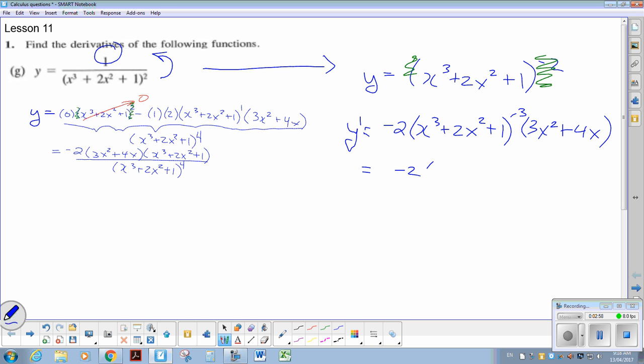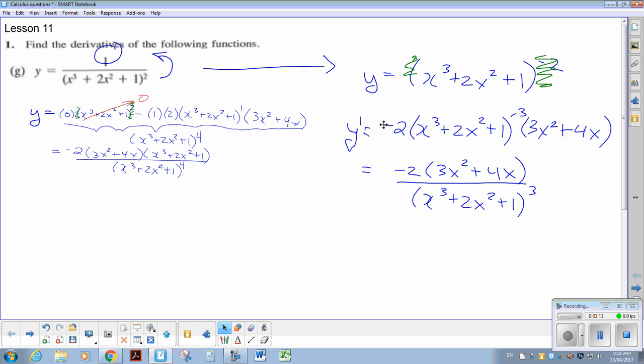Negative 2, 3x squared plus 4x over, because it's negative 3, this would return back to the denominator if I had to simplify. Okay. If you're asking why it doesn't look quite the same as the first one, if we go back over here, we see that we have common factors. So those guys would cancel out. Oops. Bottom wouldn't cancel out. The exponent would cancel out. It would become a 3. And then you'd have the exact same thing.